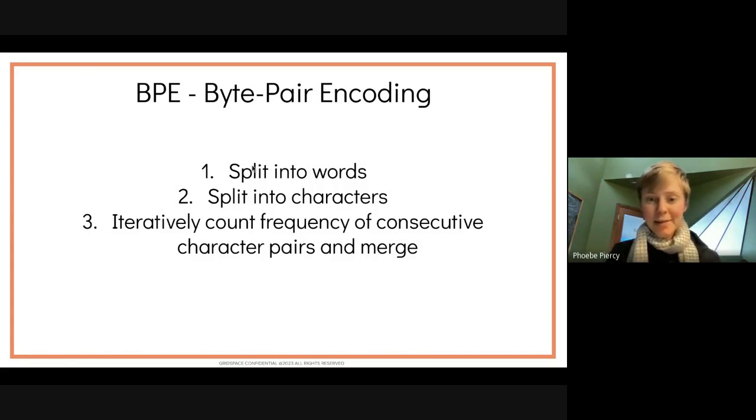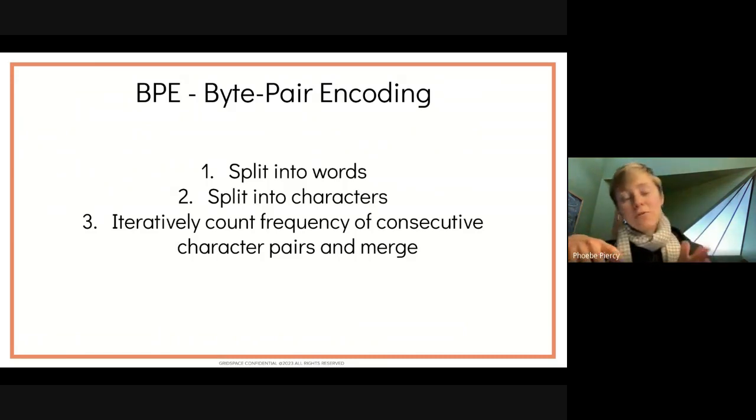What it essentially does is you split your sentence into words, you split each word into its characters, and then you iteratively go over this and you merge the most frequent character pairs. And you call that now one unit. Then you do it again, and you keep going until you have a lexicon that is the size that you want it to be. You're essentially building up your own morphemes based on frequency, and based on how you can best encode your corpus.